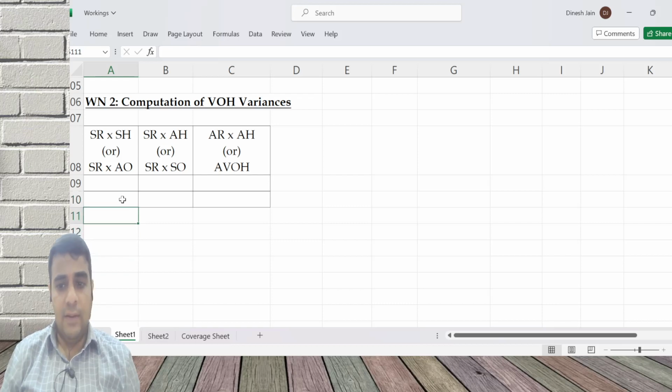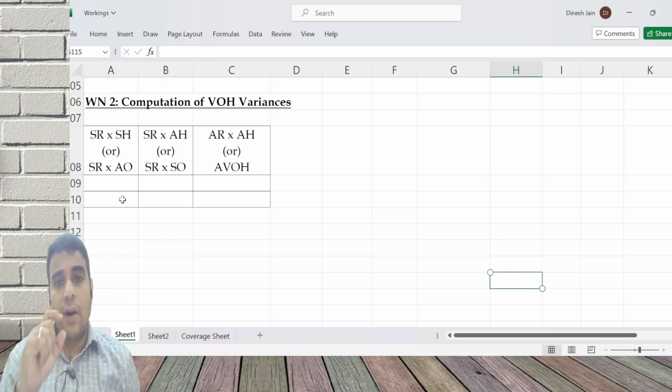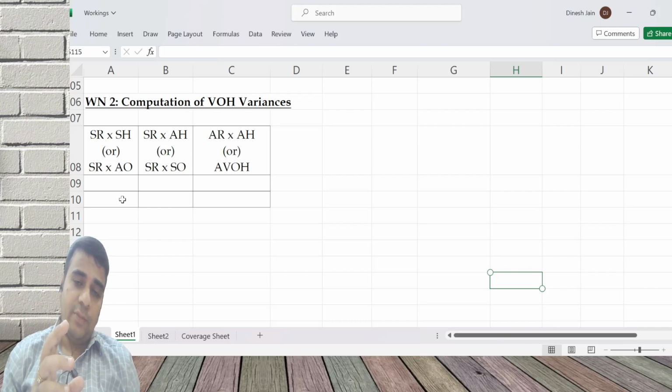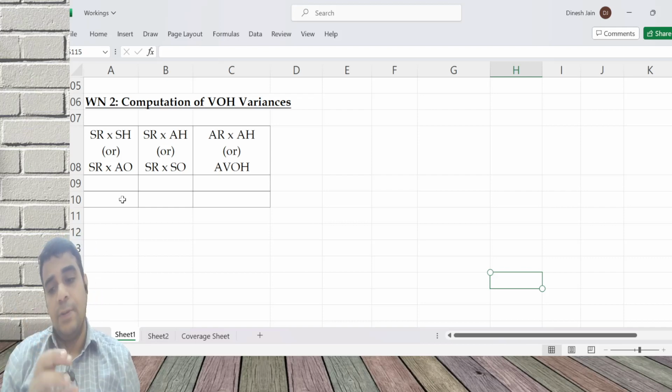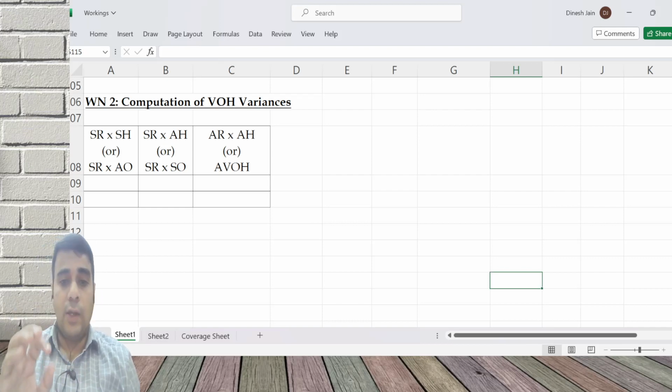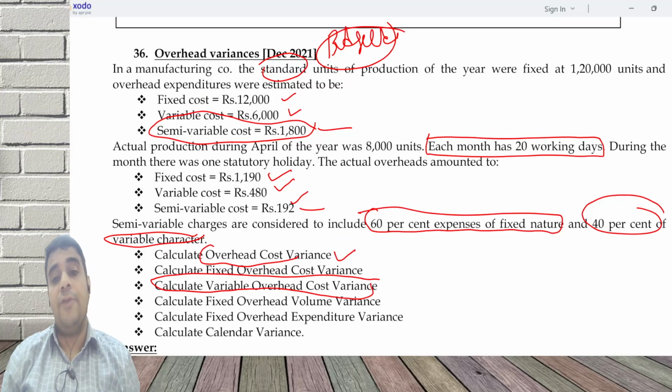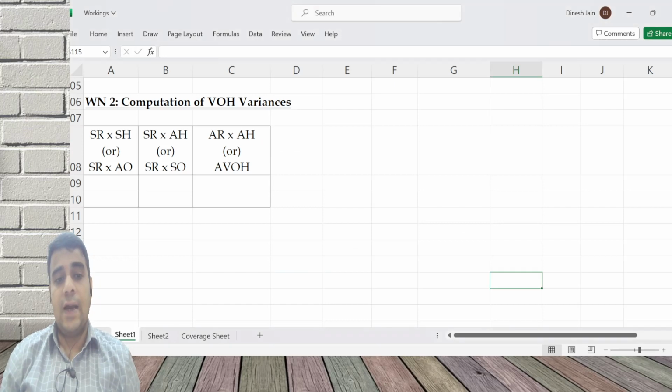Point number A. We normally do SR per unit and SR per hour. Per hour is not possible in this question. As I was saying earlier, in some questions per unit will be possible, in some per hour will be possible. Per hour is not possible because the question has not given how many hours. Only units are given.